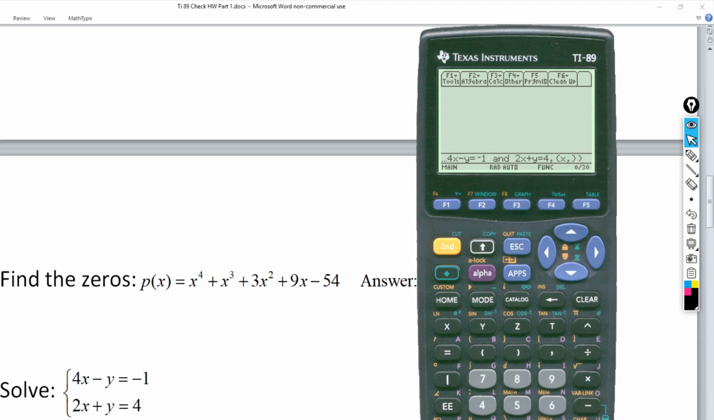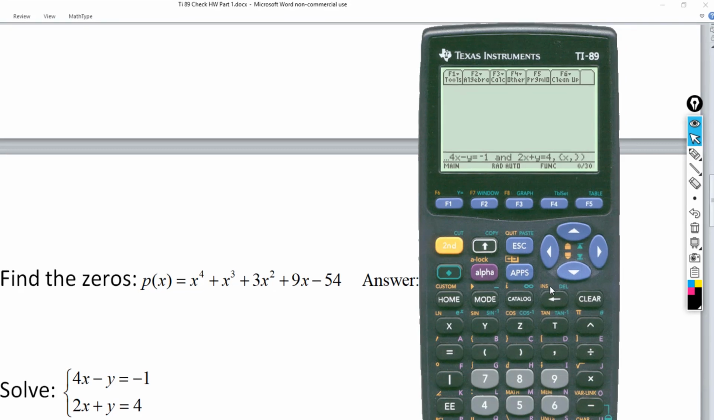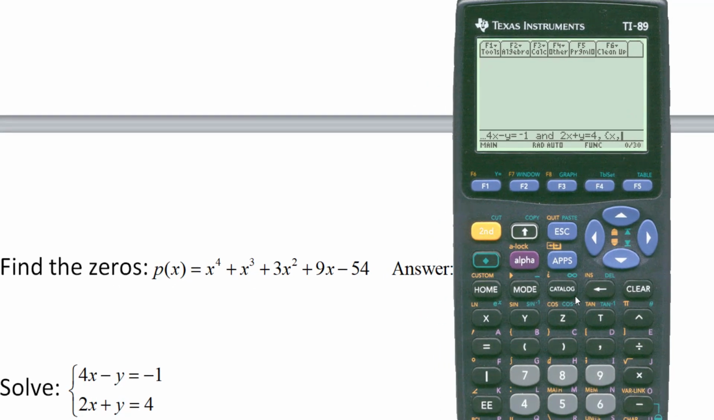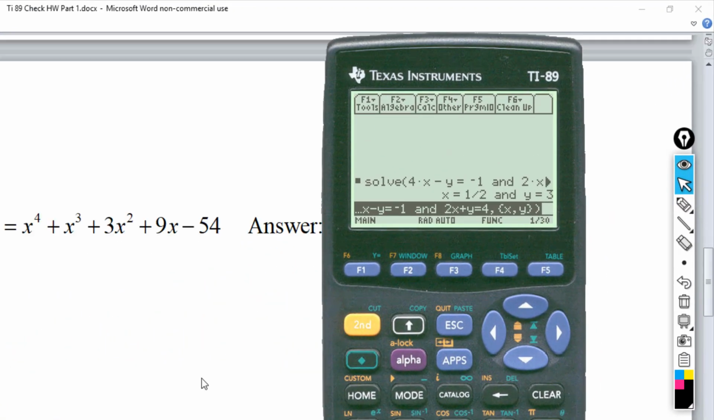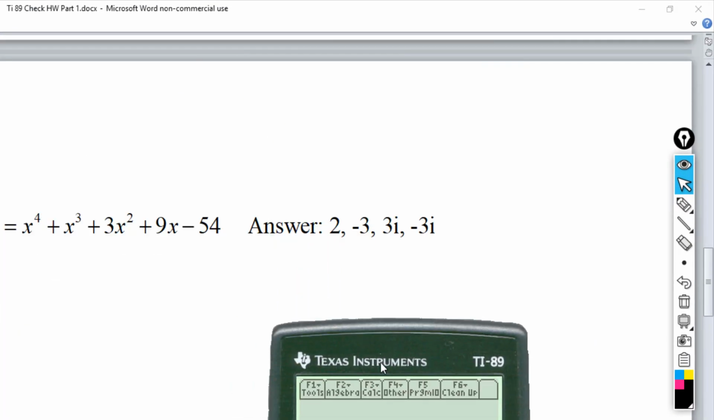Oops. I didn't get my variable in there, so let's see. Back. And then y. Second. And then brace, parentheses. And then enter. Okay, got x equal to 1/2 and y is equal to 3. Okay. So those are the solutions. X equal to 1/2, y is equal to 3.